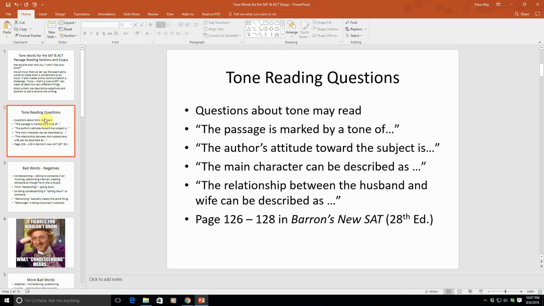The author's attitude towards the subject, is it flippant? Is it serious? Something like that. The main character can be described as serious, silly, hardworking, lazy, something like that. All those things would definitely let you know what's going on. Read the adjectives. The person was wise, he was foolish, something like that. The relationship between the husband and wife can be described as. These are all things you can find at pages 126 through 128 in the Barron's new SAT book, which is the 28th edition of the Barron's SAT book.